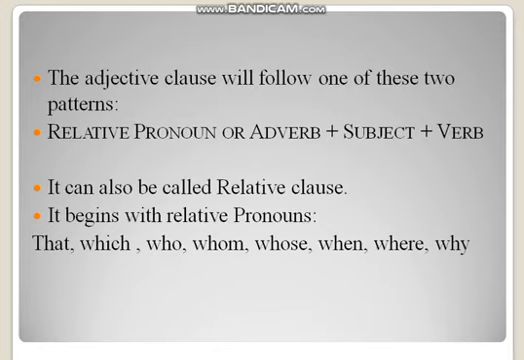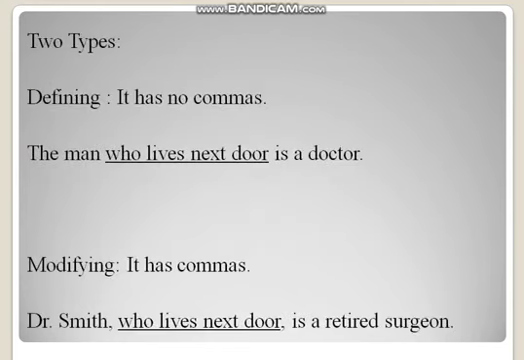It begins with relative pronouns that are different. Relative pronouns are given here: that, which, who, whom, whose, when, where, why, and so on. So they would always be starting with these relative pronouns. Then it would consist of a subject and a verb. Let's look at the examples, then it would be more clear to you.